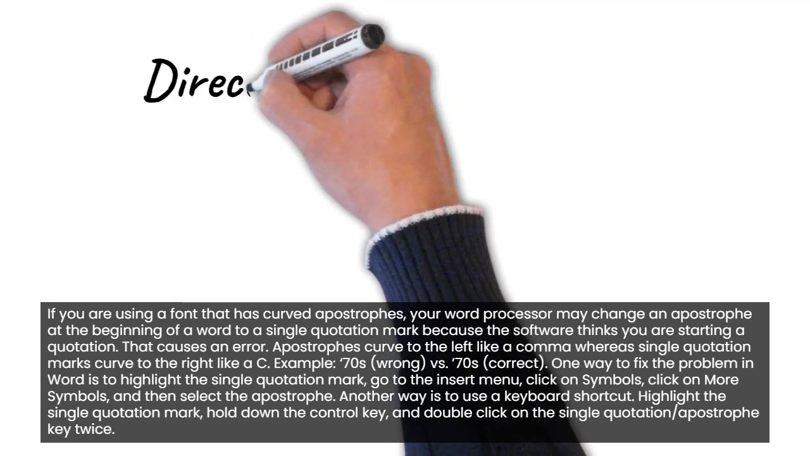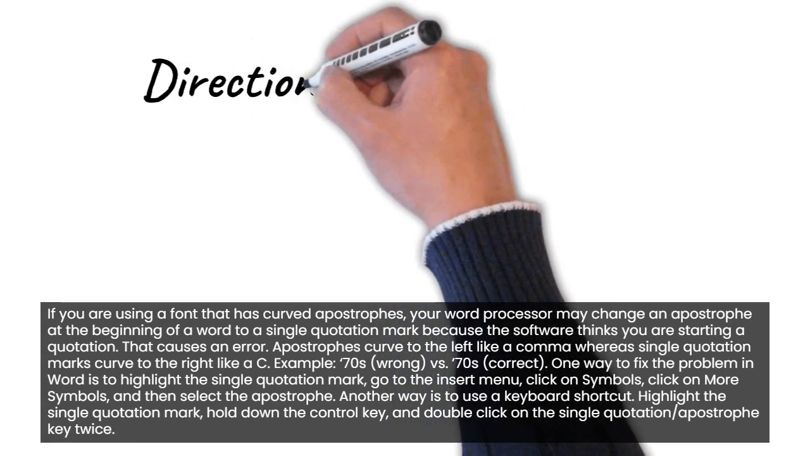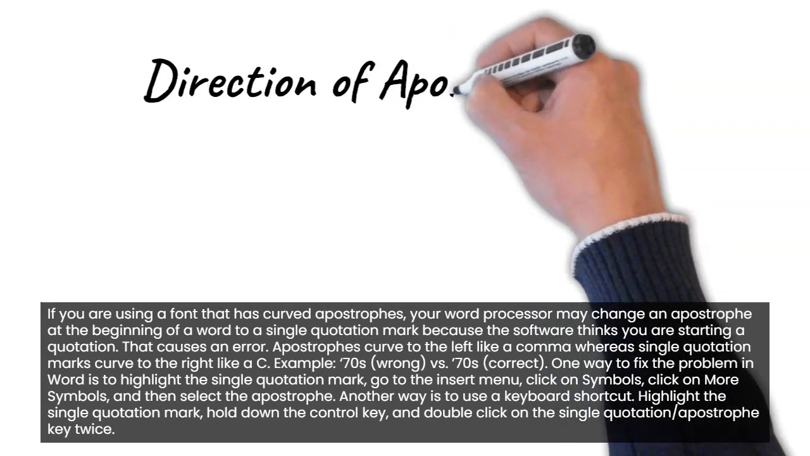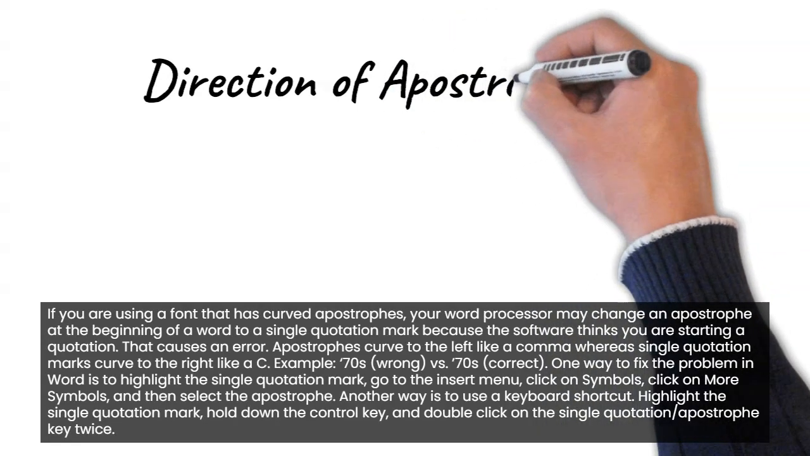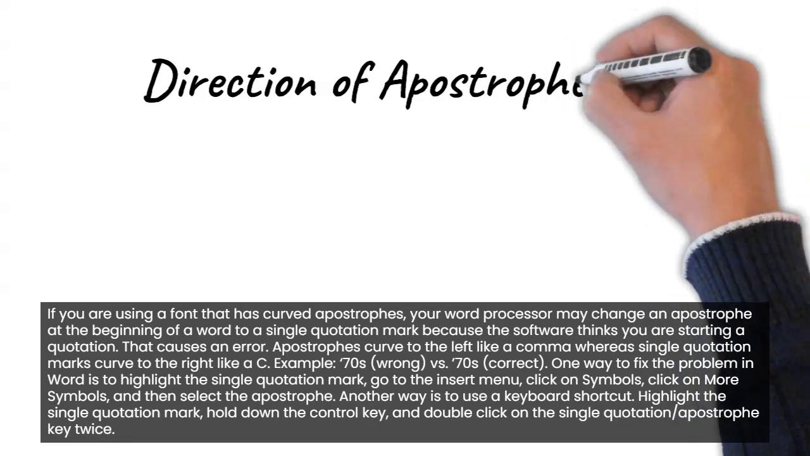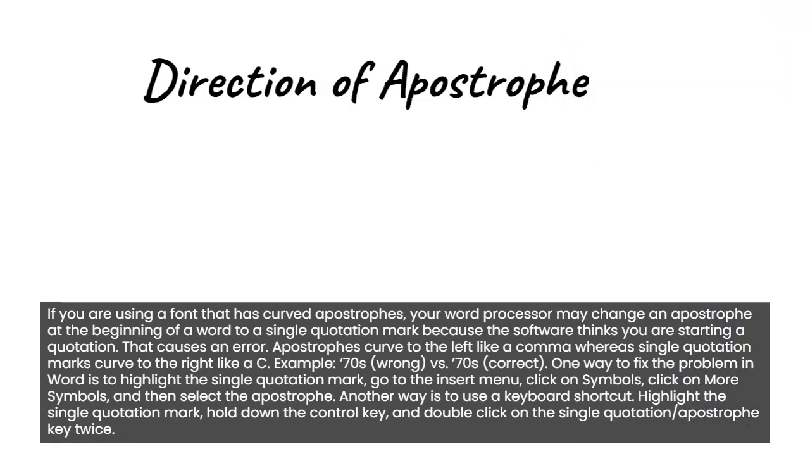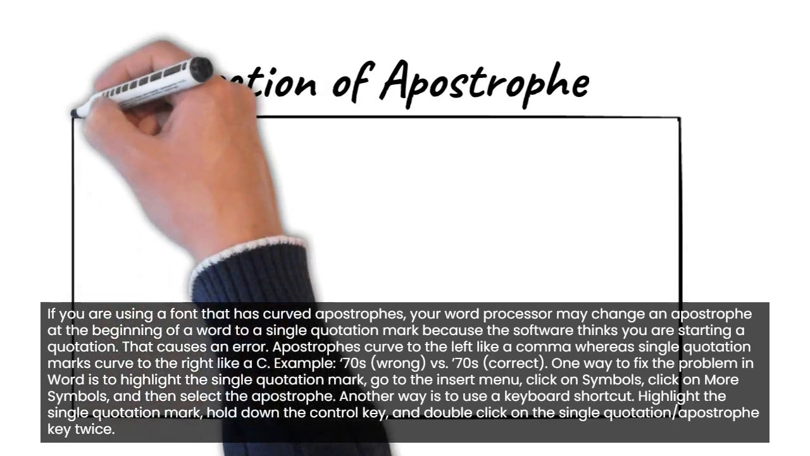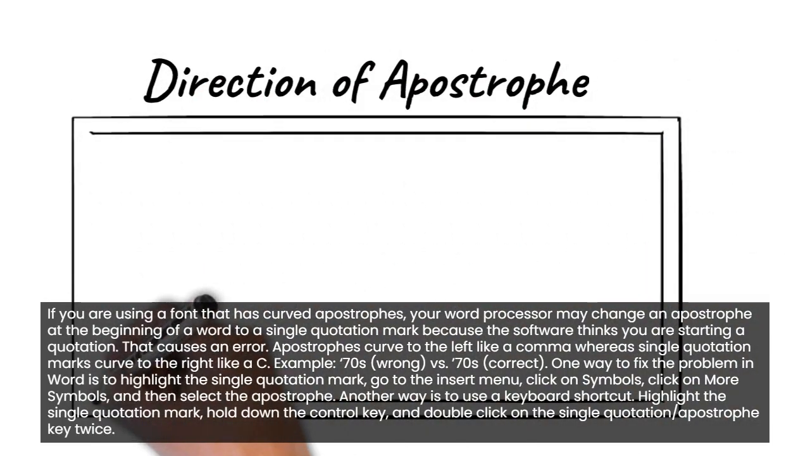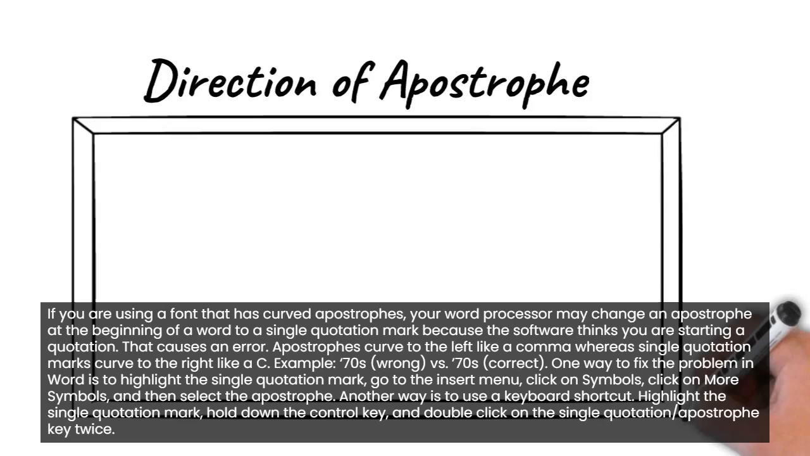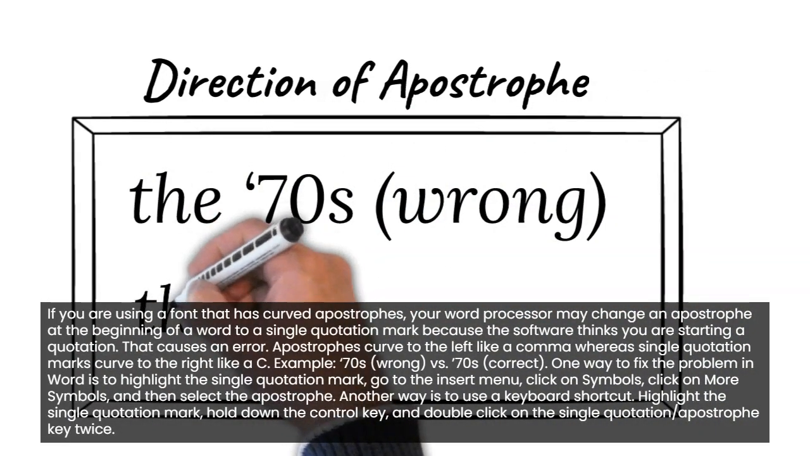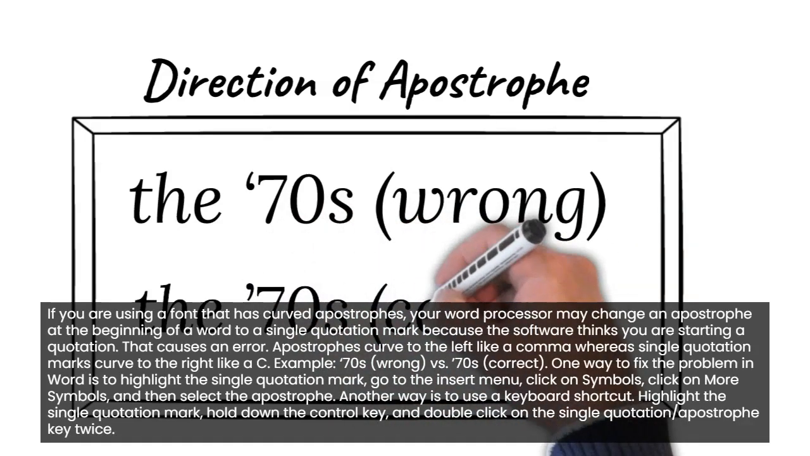If you're using a font that has curved apostrophes, your word processor may change an apostrophe at the beginning of a word to a single quotation mark because the software thinks that you're starting a quotation. That causes an error. Apostrophes curve to the left like a comma, whereas single quotation marks curve to the right like a C. Example: '70s, wrong, versus '70s, correct.